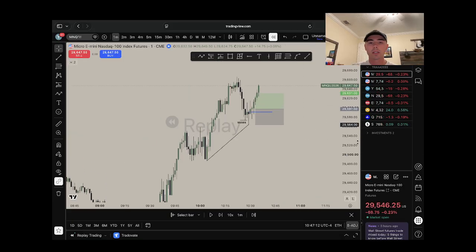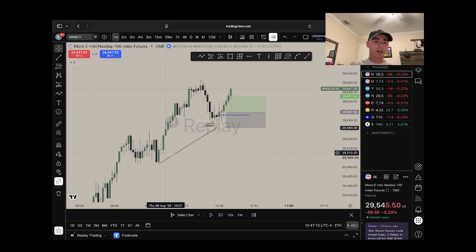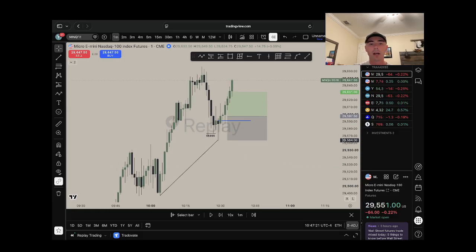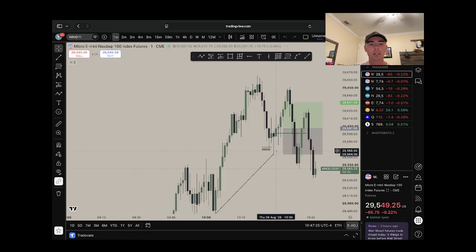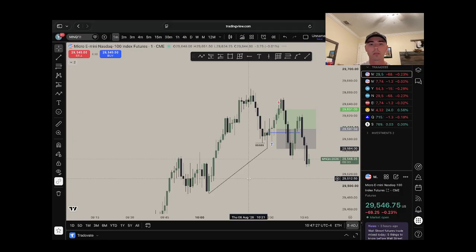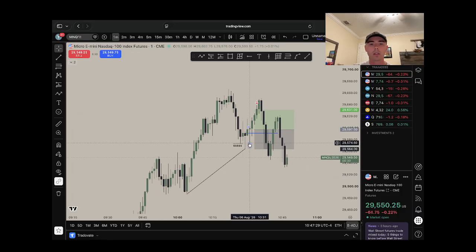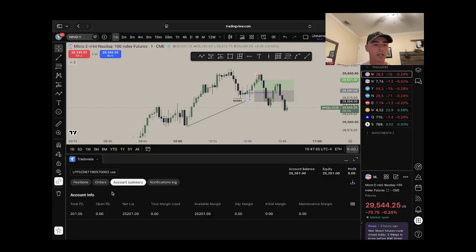So super glad I was able to come out with a winning day. I was a little bit upset about this first idea not playing out and leaving this low, but we got a second play of the day. And then yeah, here's my executions right here. I went long here and then got out right here. And my P&L for the day is right at $200.